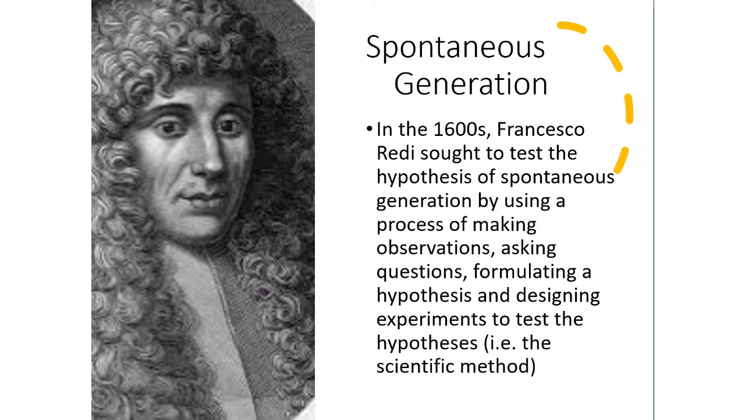Well, in the 1600s, there was a person named Francesco Redi. He wanted to test the hypothesis of spontaneous generation. So he used a process that involves making observations, asking questions, formulating a hypothesis, and designing experiments. At the time, it was not known as the scientific method yet. It was just a process that he used to test things, and later on, it became the standard method of conducting experiments.